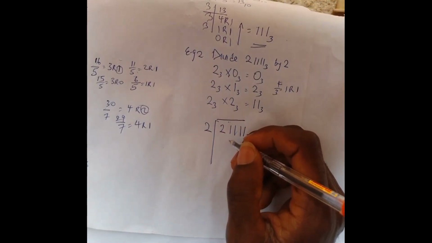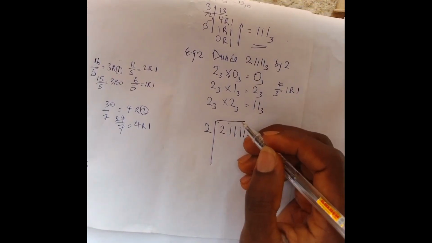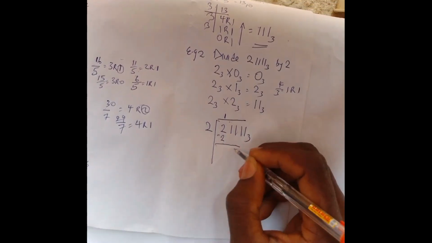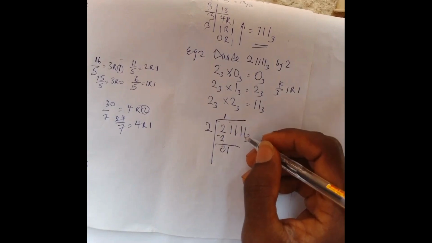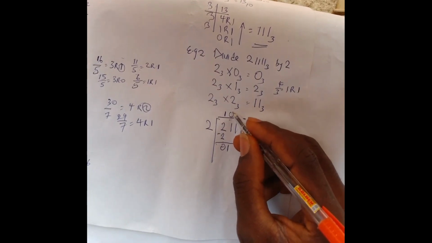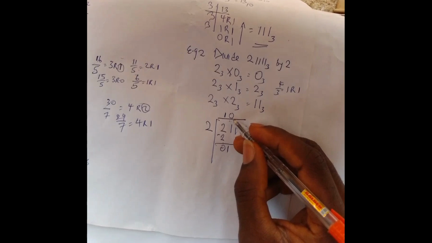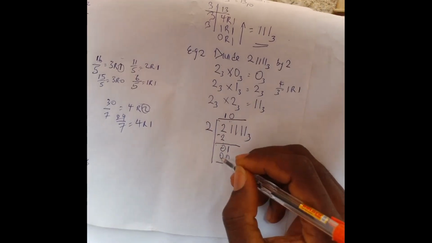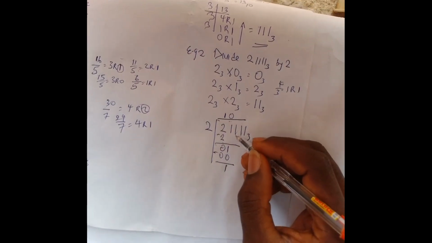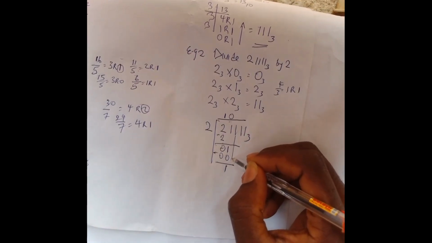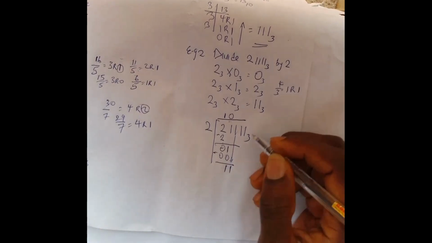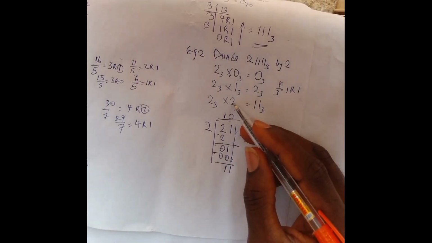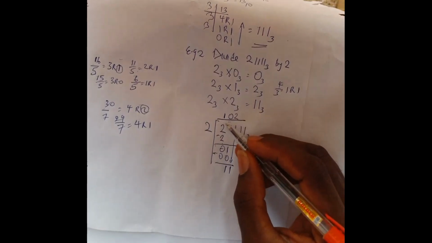2 divided by 2 is 1. 2 times 1 is 2. 2 minus 2 is 0. Bring down the next number, 1. 2 divided by 1 is 0. 2 times 0 is 0. 1 minus 0 is 1. Bring down this next number here, which is 1. 2 divided by 11. Check our multiplication table. We have it that it is 2. We multiply to get 11. So we write 2. Now 2 times 2 already gives us the 11.